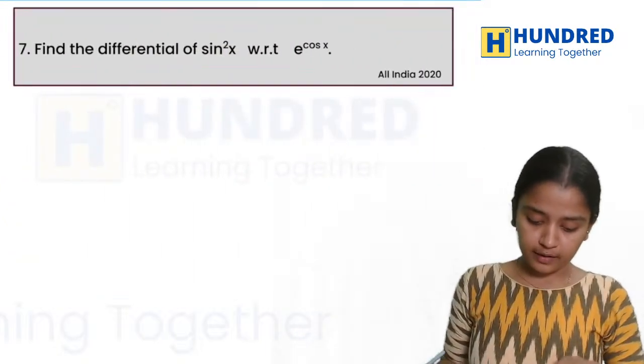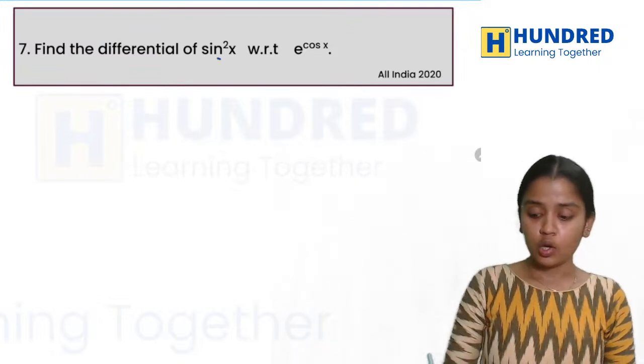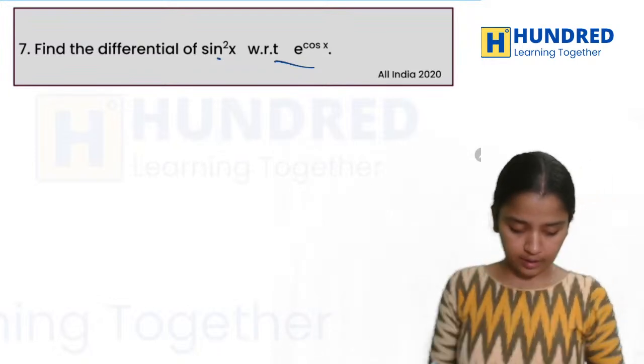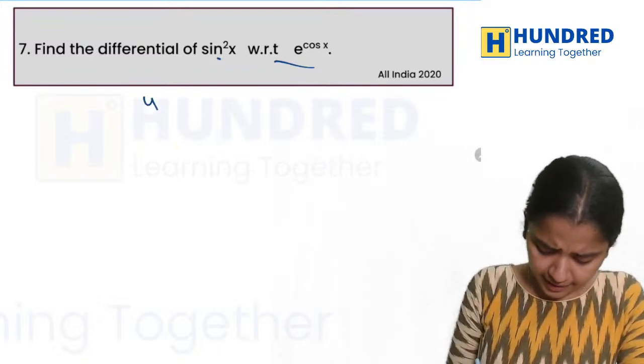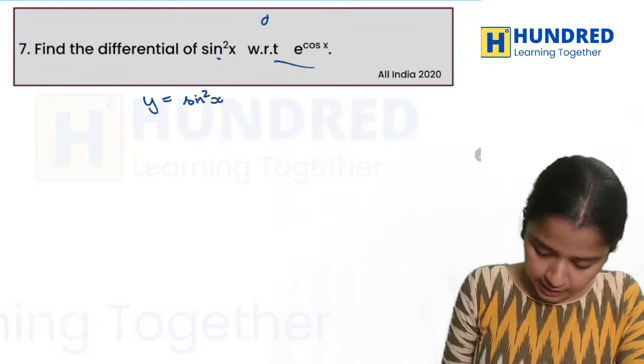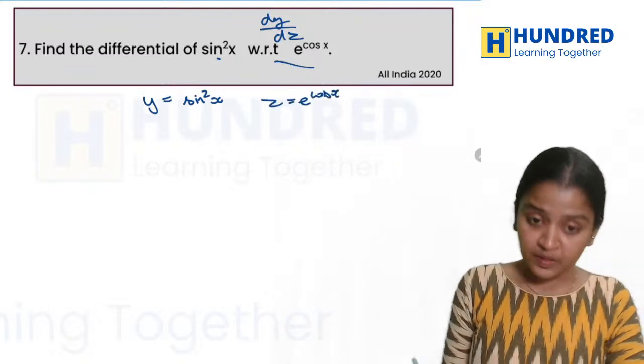For the next one, they asked you to differentiate sin square x with respect to e power cos x. So what I am going to do is take y equal to sin square x. So basically dy by dz, where z is e power cos x.